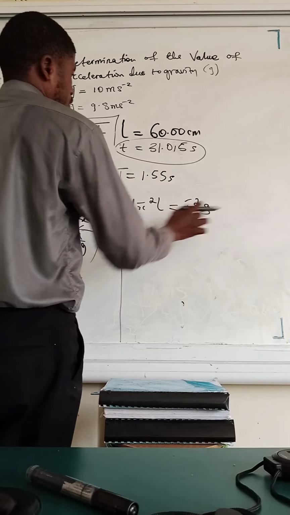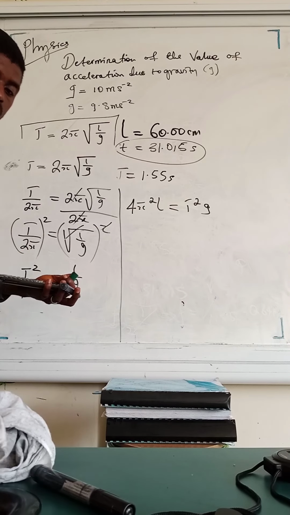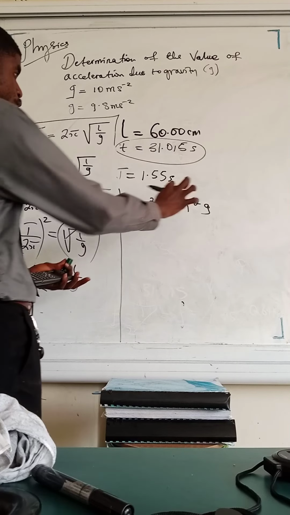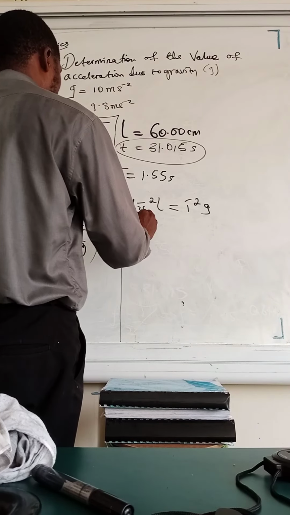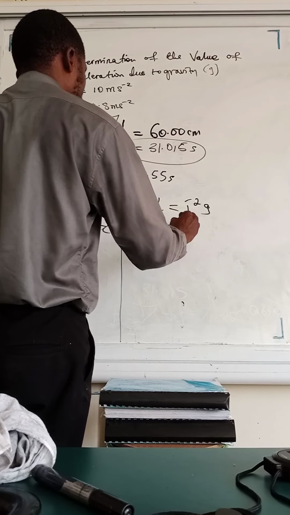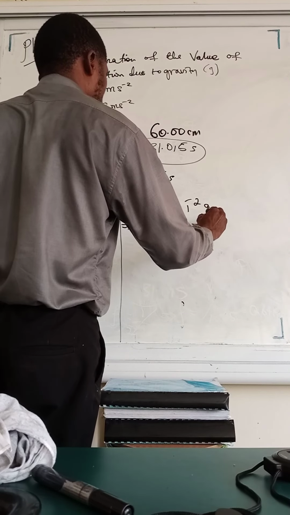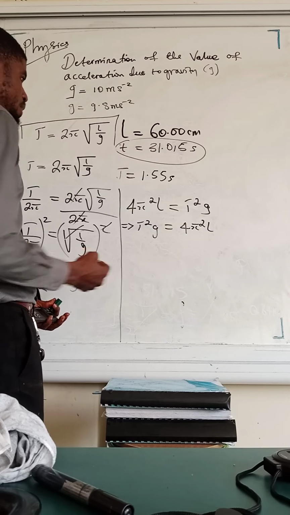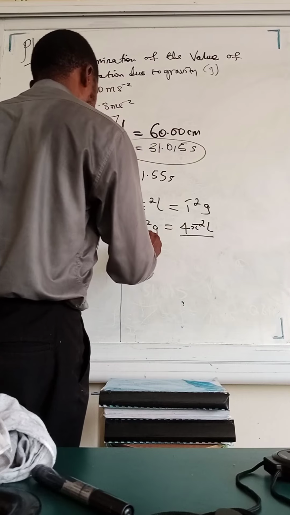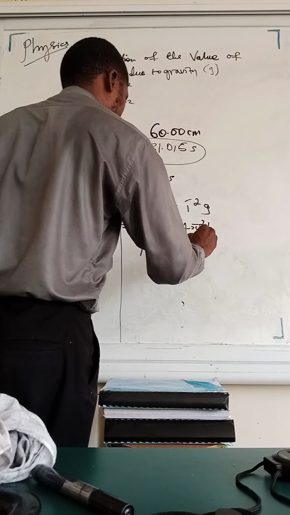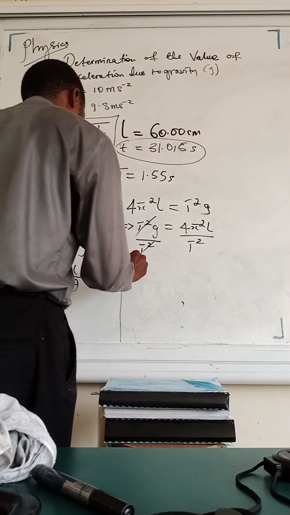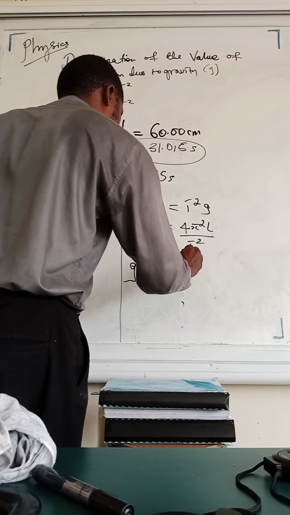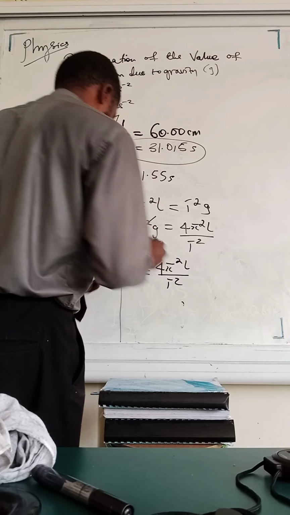We want to make small g the subject of the formula. So what do we do? We divide both sides, or you flip the equation. This implies that T square G is equal to 4 pi square L. So we divide both sides by T square. This will cancel this, and your G is equal to 4 pi square L all over T square.